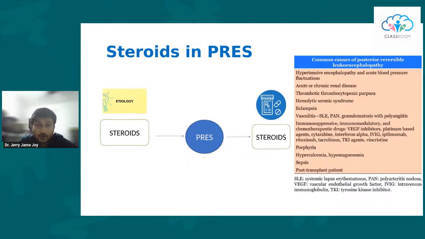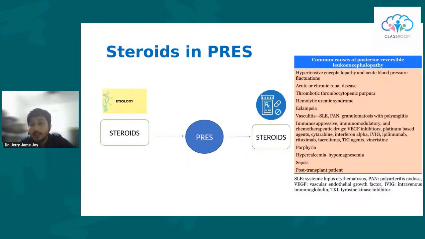Now, the role of steroids in posterior reversible encephalopathy syndrome. Basically, PRES is a vasogenic edema, and multiple causes are there. It can be seen in hypertensive crisis, hypertensive encephalopathy and acute blood pressure fluctuations. This can be due to hyperperfusion and autoregulation impairment. And there are multiple case reports where PRES is associated with normal blood pressure also.